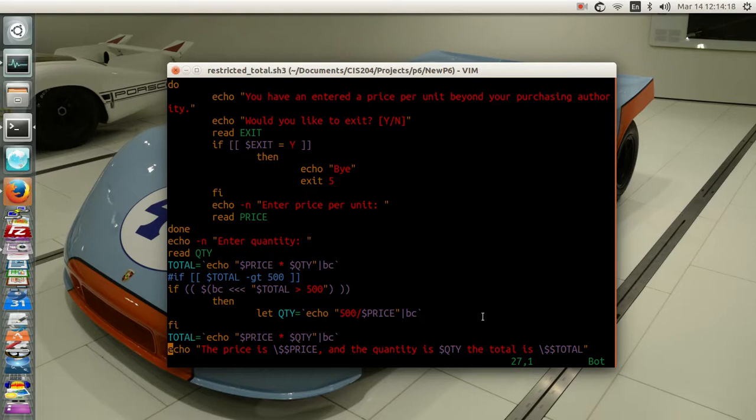And you see it worked. This is a bit different. K-shell would not have a problem with this, but bash does. So there you go.